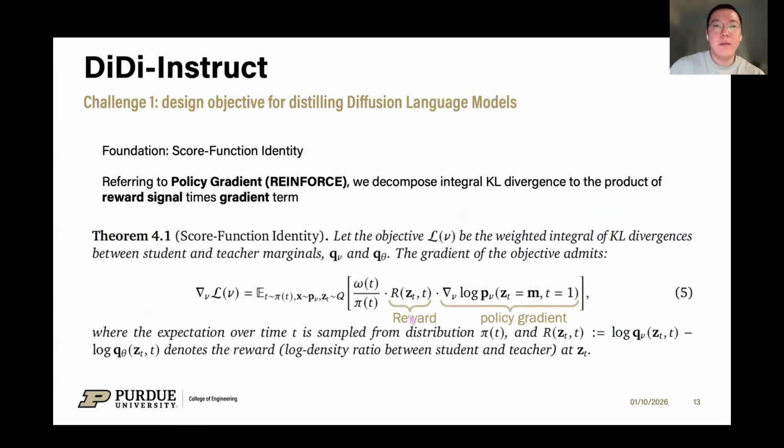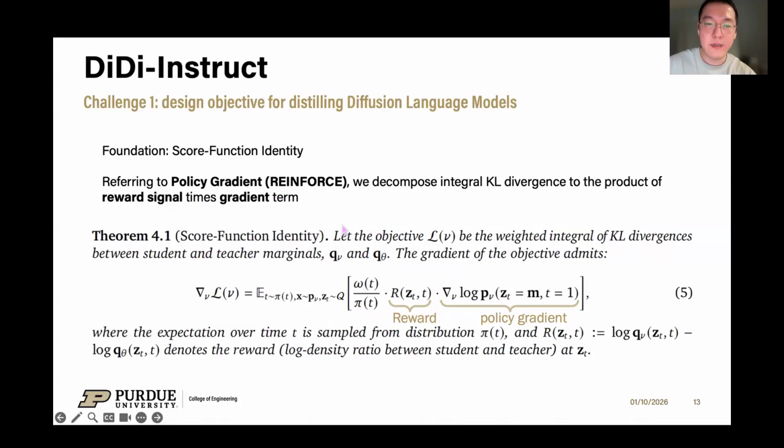Okay, so let's try to tackle the first challenge that I mentioned before in continuous diffusion, that the objective cannot be used in diffusion language models. So here we first have some mathematical derivation to get this score function identity.